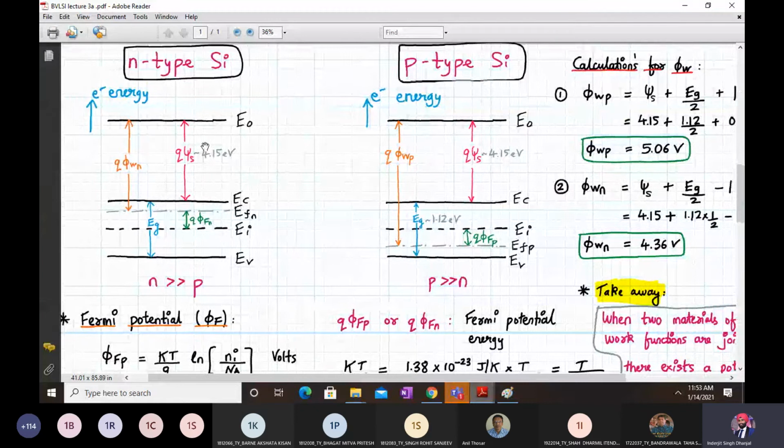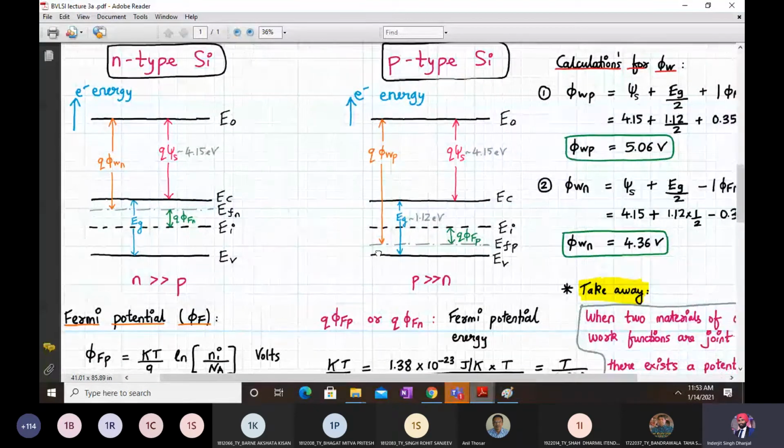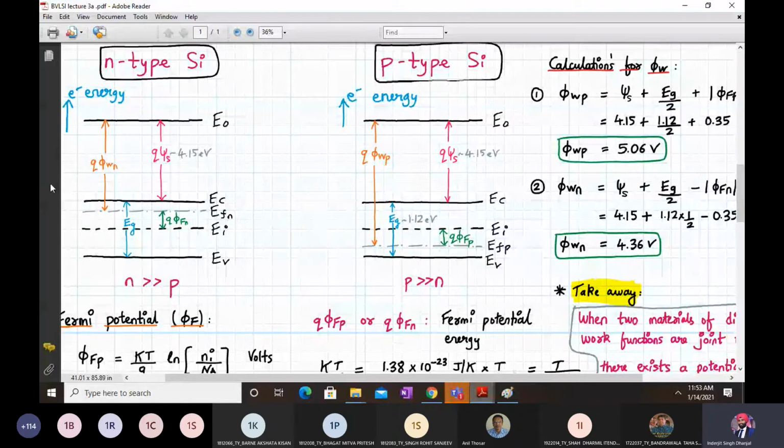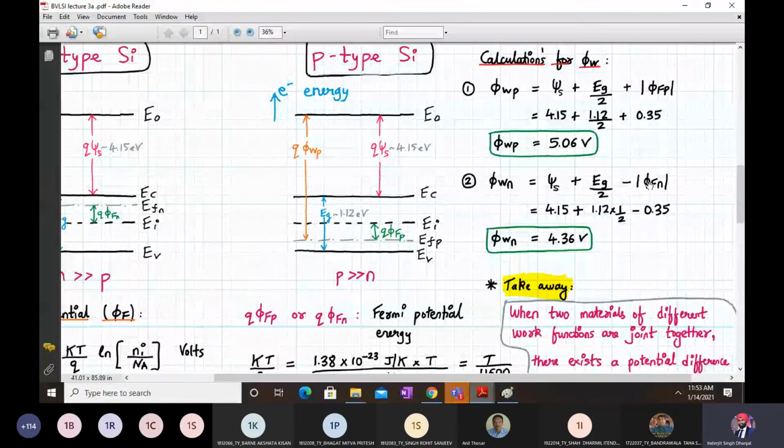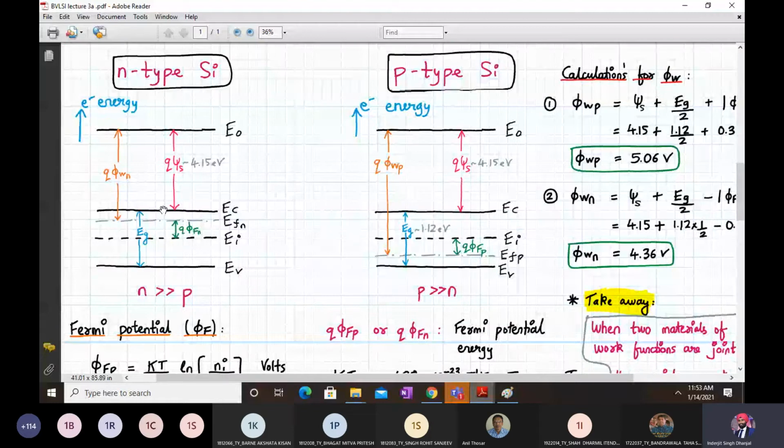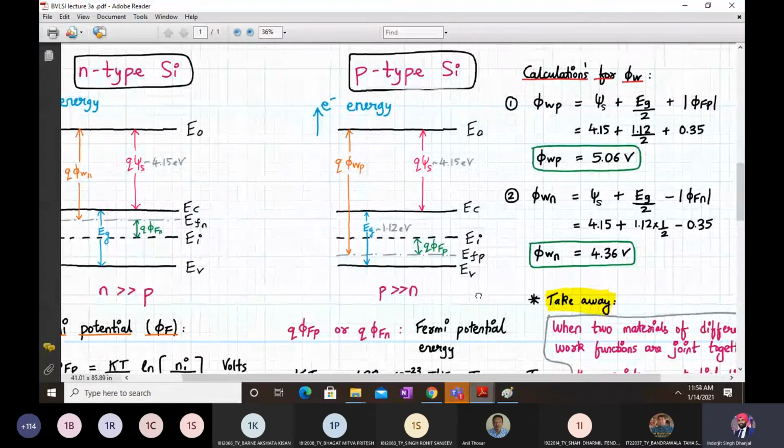Similarly, how do you calculate phi Wn? I got the response. This is psi S plus Eg by 2, minus phi Fn. Why minus? Because we are considering Eg by 2 over here, but the actual value is only this much, so we have to subtract the magnitude of phi Fn. So what's the number you are getting?